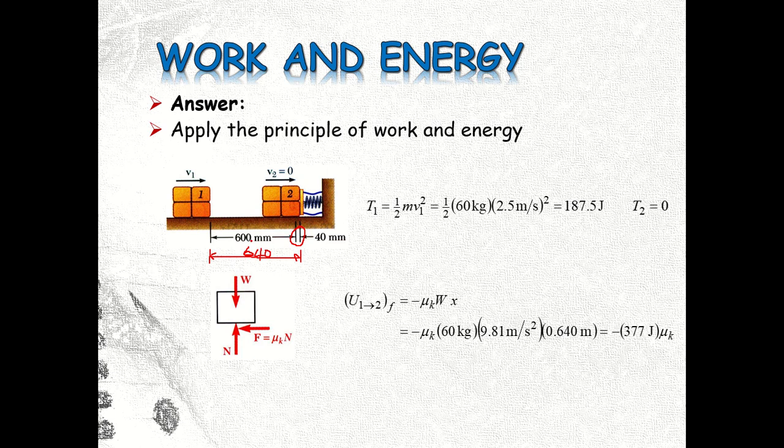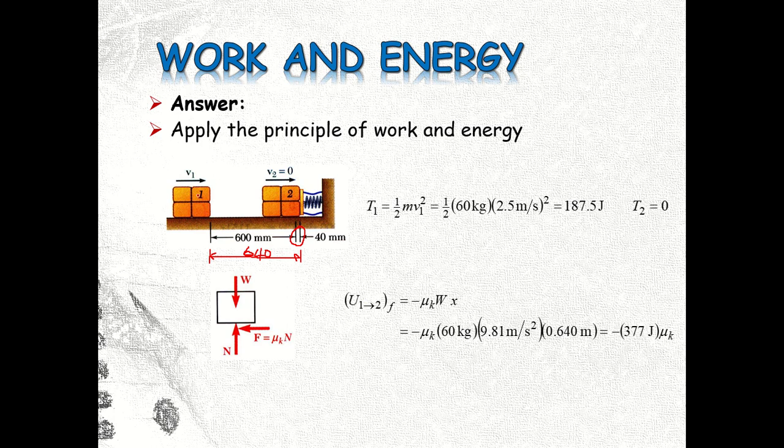Okay, this is just the sum of these two lengths here. So work would be the force multiplied by its displacement. When you multiply the coefficient of friction with its weight, that would be the force, then multiplied by its displacement x. The total displacement is equal to 640 millimeters, or simply 0.640 meters. So when you multiply this, we get the work from this position to this position.